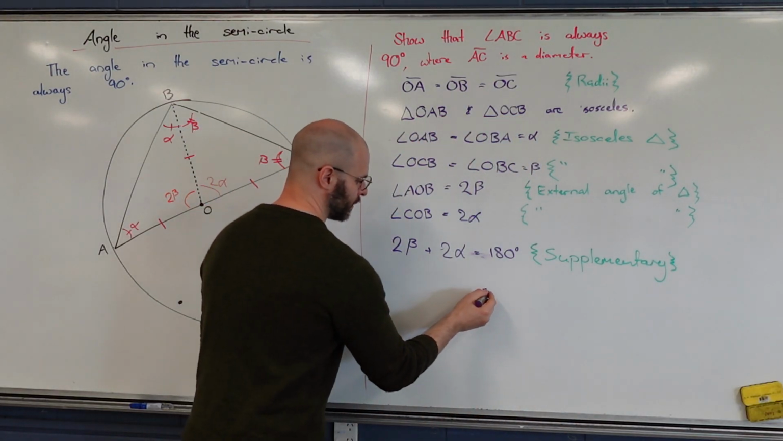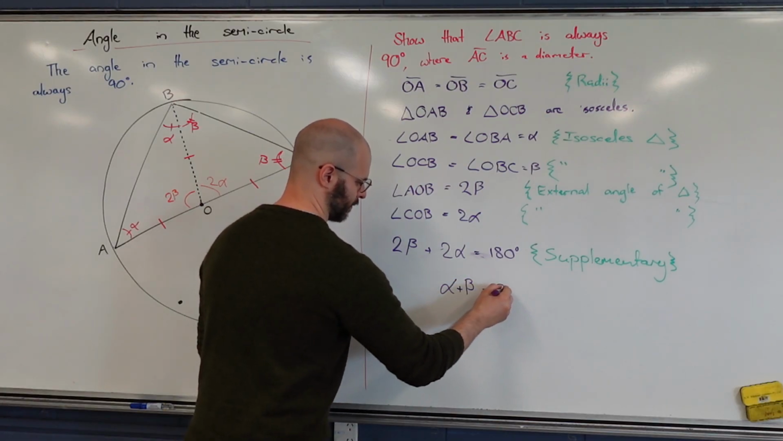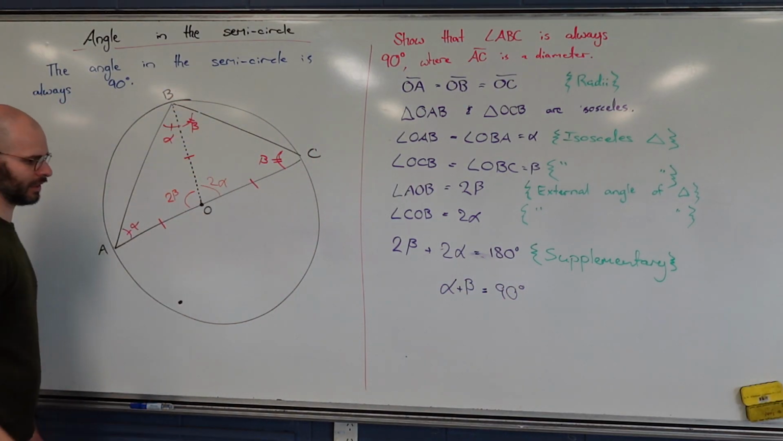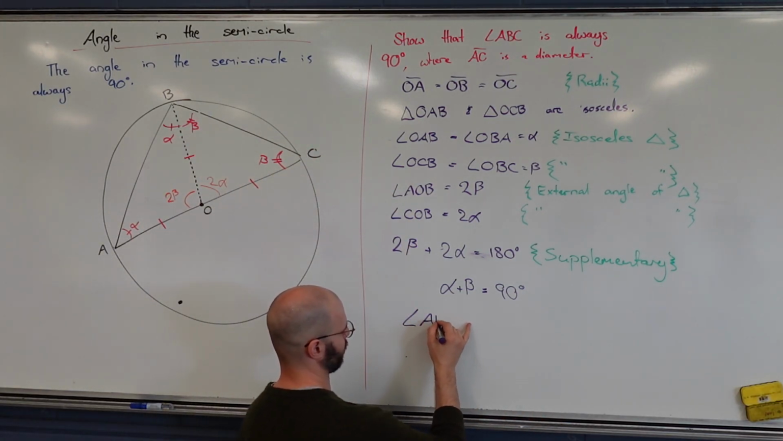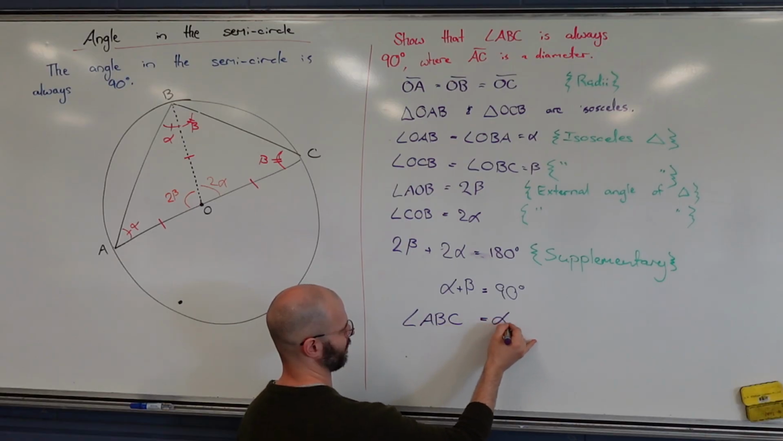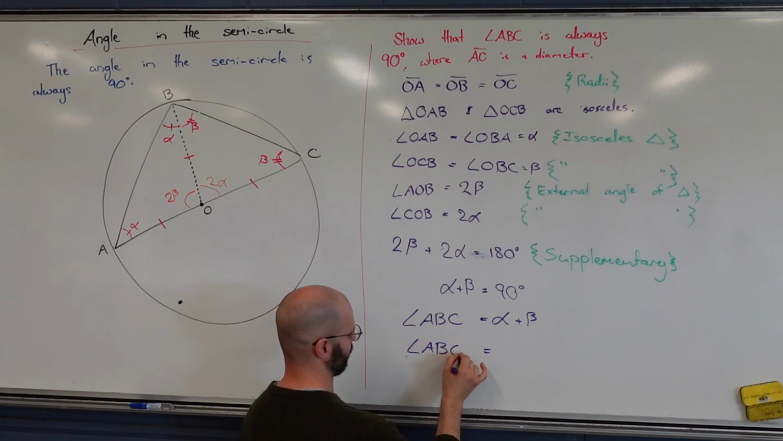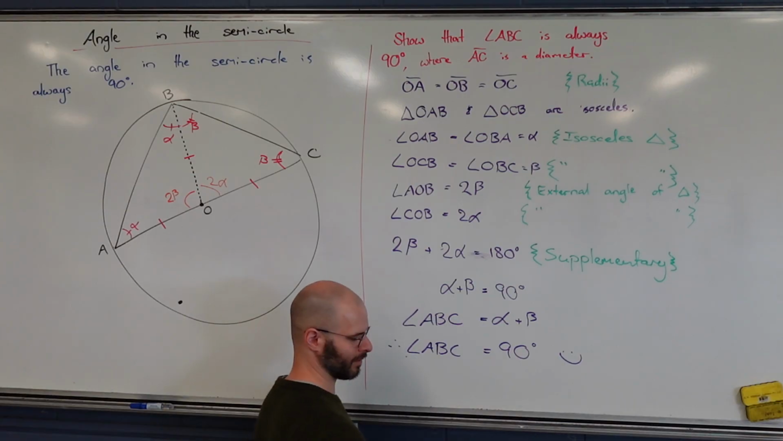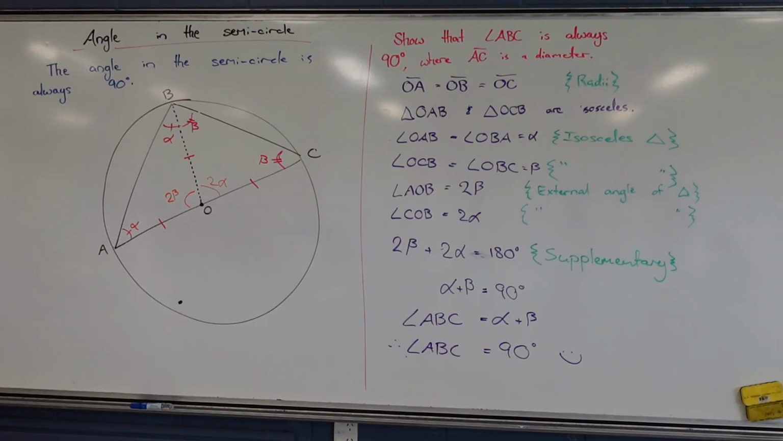Therefore, what's alpha plus beta? 90. What is angle ABC? 90 degrees. How cool is that? This is why geometry is such a fun topic.